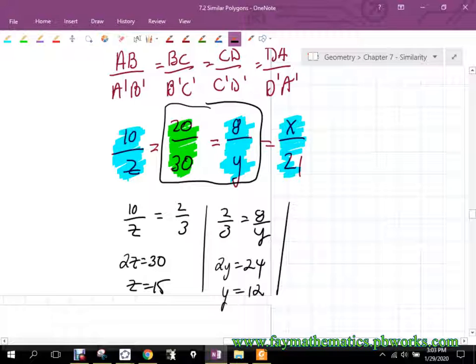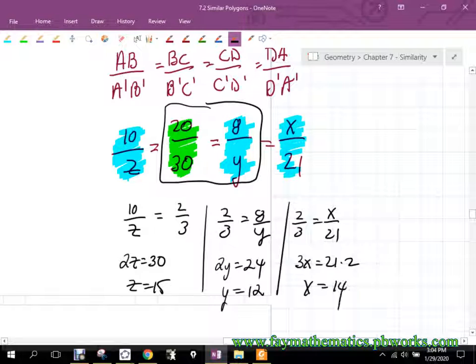And then the last one, 2/3 compares to X over 21. 3X is going to equal 21 times 2. So that's going to be 7 times 2, which is 14. Does that kind of make sense? If you set up those four ratios, you know it's an extended proportion. They're all equal. You can grab any two that you want, and then cross multiply to solve for X, Y, and Z as you see fit. Does that make sense? Okay.